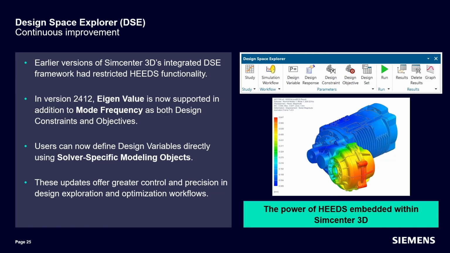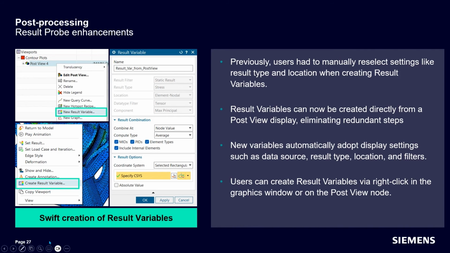So now let's move on to our last enhancement in the post processing. So we have some enhancements made to the result probe. Previously, users had to manually reselect settings like result type and location when creating result variables. But now in 24.12, the result variables can now be created straight from the post view display, which will remove the unnecessary steps that we used to do in the previous version.